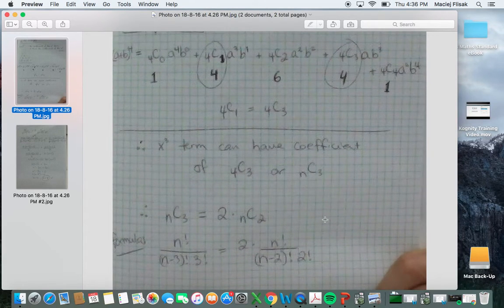And now the situation said that in the term where x is cubed, so that's the n choose 3 term, that coefficient is twice the coefficient of the x squared term. So again, this is the coefficient of the x cubed term, this is the coefficient of the x squared term, and this one is twice that one. Alright, so that is the key to setting up the problem.